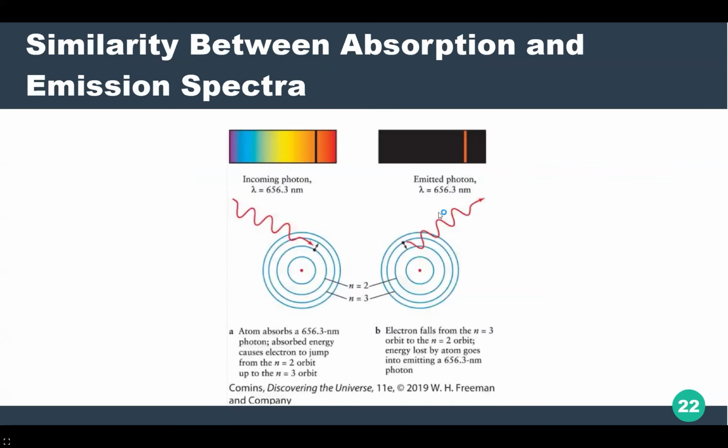The similarity between the absorption and the emission lines is explained by these quantized energy levels, in that an atom or an electron can only jump from one energy level to the next if the photon that's exciting it has energy equal to the change in energy from one level to the next. Also, as the excited electron comes back down, it is going to emit a photon at that same frequency as the absorbed photon.